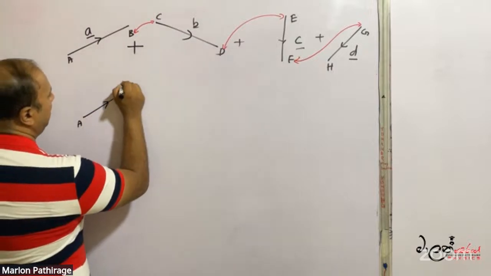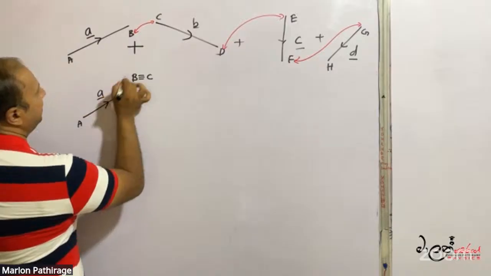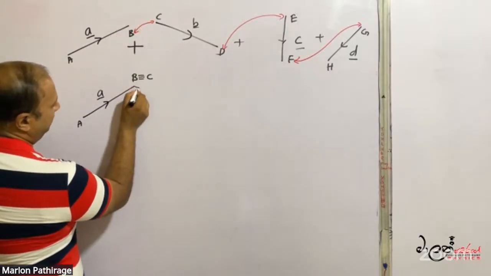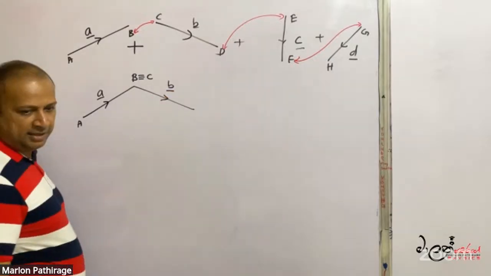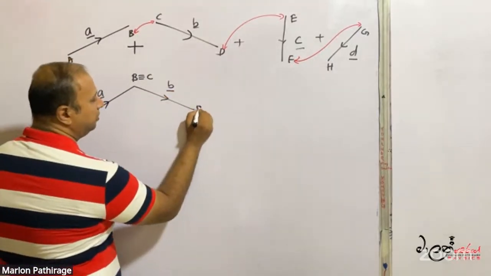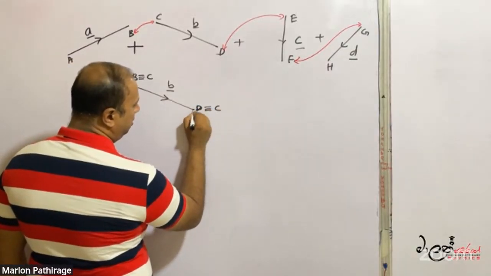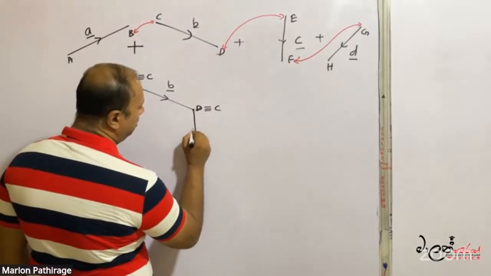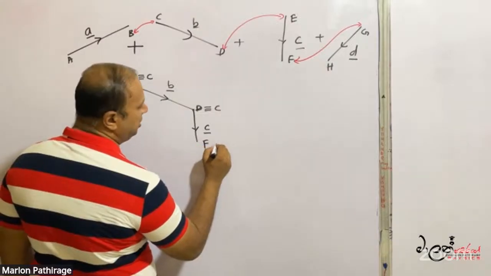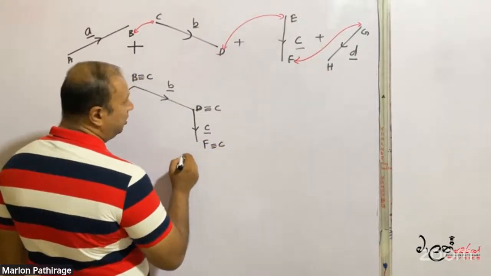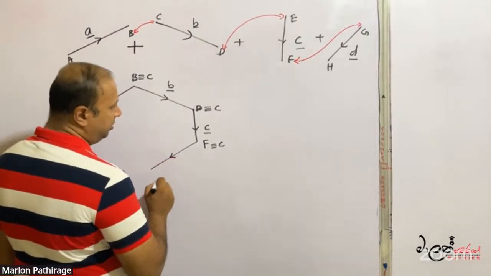A, B, and B and C overlap. This is A, then this one B. Then D and E overlap. This is F. F and G overlap. Here H.